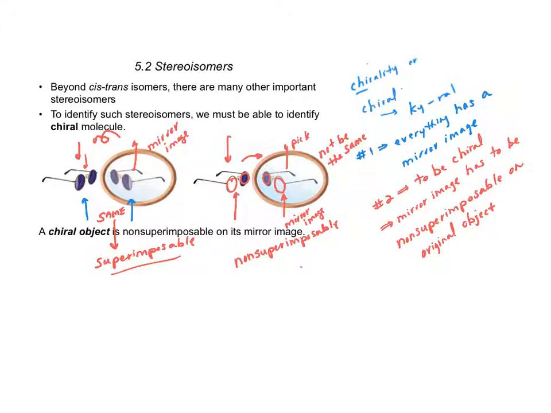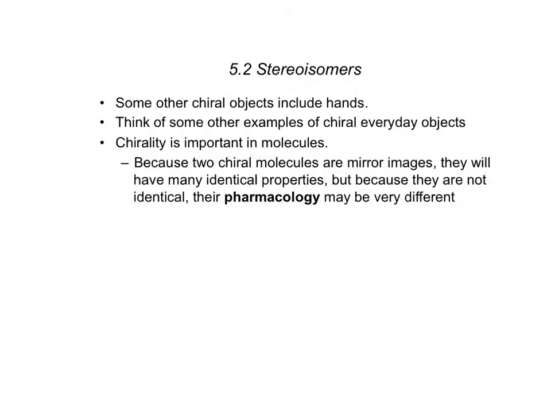So the guy on our right is a chiral object, right? It has a non-superimposable mirror image, whereas the guy on the left would be called achiral, meaning it's not chiral. And again, a is like non or something in Greek. Okay, so that's the definition of chirality, right? Non-superimposable mirror image.